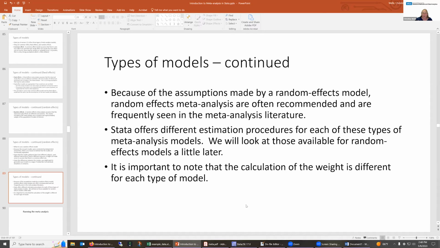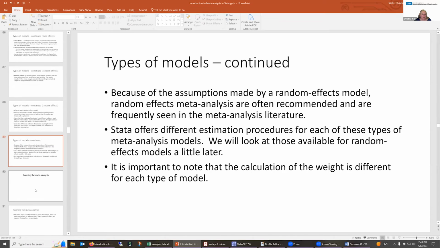Because of these assumptions, the random effects meta-analysis is often recommended and is what I most frequently see in the literature. Stata actually offers many different estimation procedures for these types of models. We're only going to look at the ones for the random effects model. I'm actually going to have to skip that because I'm running out of time. So it's in my notes, but I got to skip over that. Sorry. It's important to note, though, that the calculation of that weight is different for each type of model. So just keep that in mind.